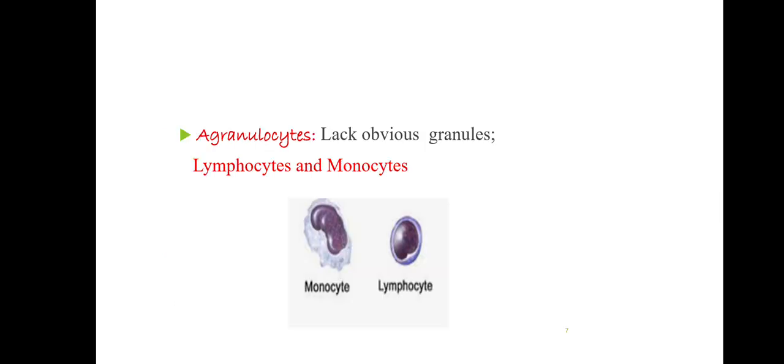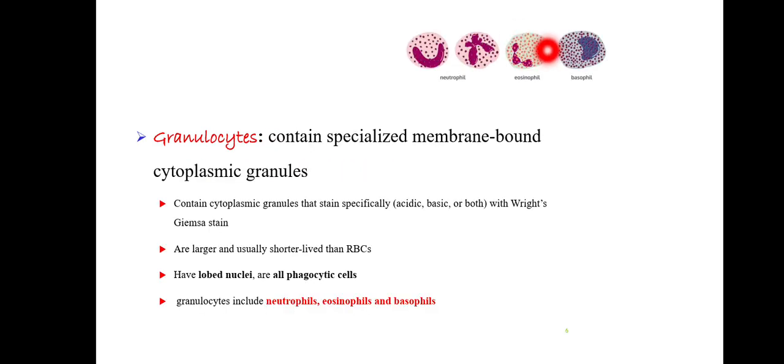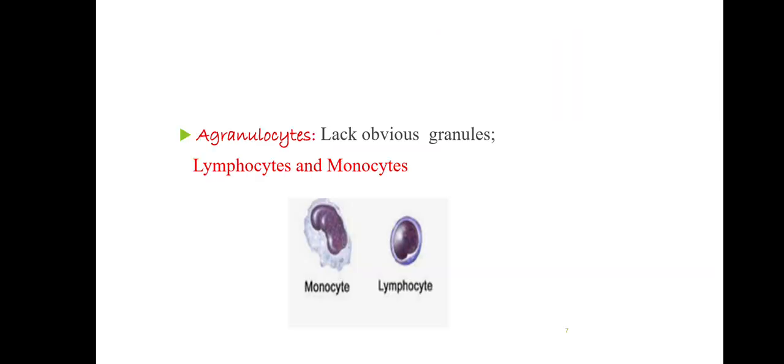Now, let's look at the agranulocytes. These ones lack obvious granules. Granules are those stains that were inside. You can see there are these stains inside, but when you look at these, there are no stains inside. These two types of white blood cells are the monocyte and the lymphocyte. They both end with "cyte". In case you have issues memorizing them, just know that the two that end with "cyte" from the group of 5 are the agranulocytes.